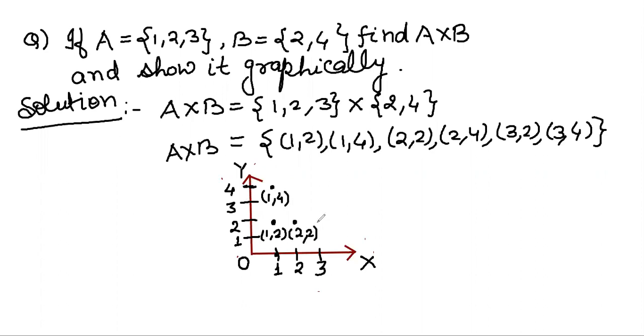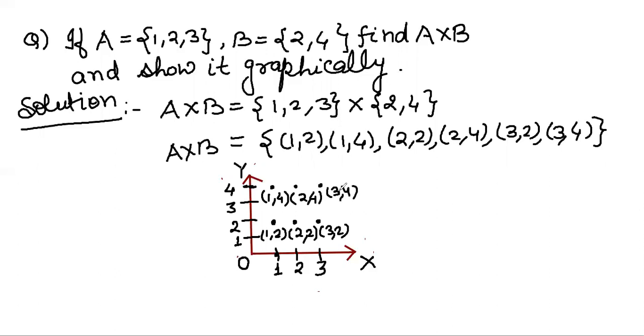This is the way to represent all the elements of A cross B. I'm going to represent here. Now next is (2, 4). So 2 on the x-axis and 4 on the y-axis. So this is (2, 4). Now (3, 2). 3 on the x-axis and 2 on the y-axis. So this is (3, 2). And here it is (3, 4). So this is (3, 4).